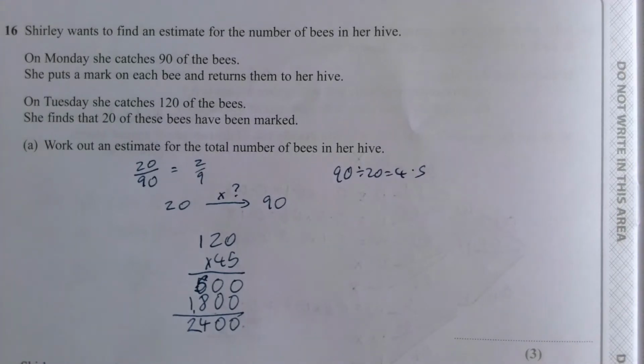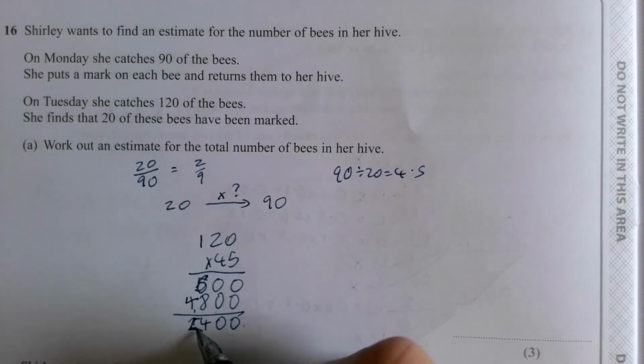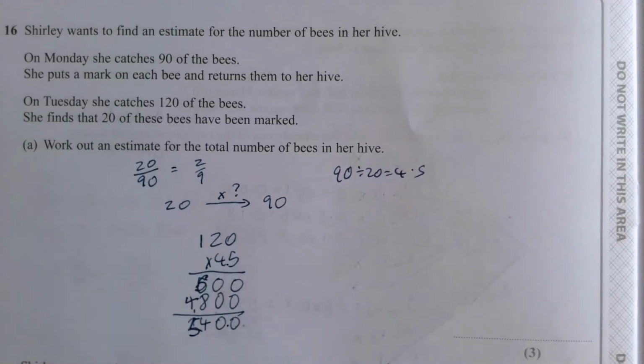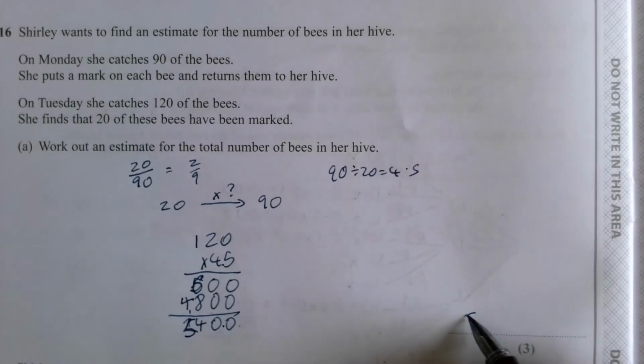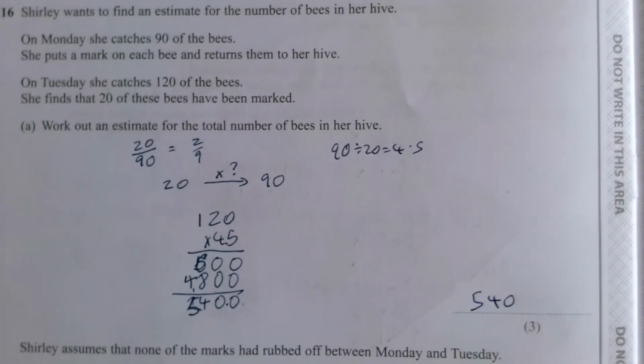Oh, sorry, 4 times 1 is 4, isn't it? Plus the 1 makes 5. So 5, I've got a decimal point in there, put a decimal point in there, it'd be 540 bees. 4.5 times 120. Nicer ways I could have done that. Right.